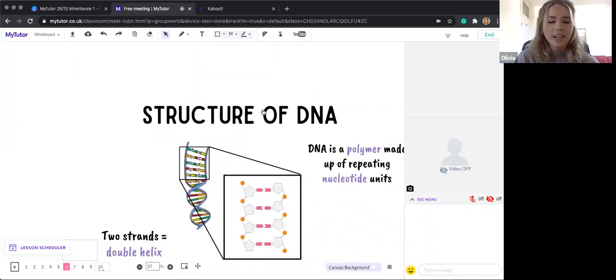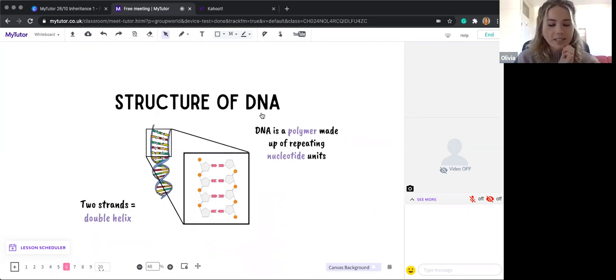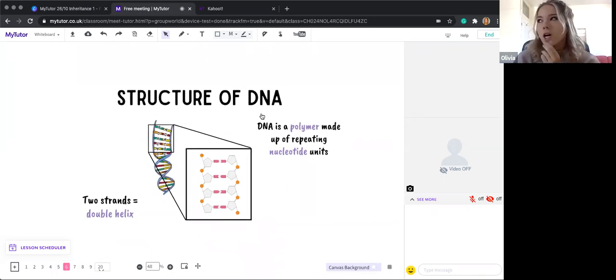Okay, so the first thing, I'm actually not doing this in order of what I said on the learning objectives, because if you look at the order of this spec, you see that you should learn about meiosis and reproduction first. But I think it makes more sense to look at DNA first, because we talk about DNA and meiosis and mitosis. Anyway, so DNA, structure of DNA.